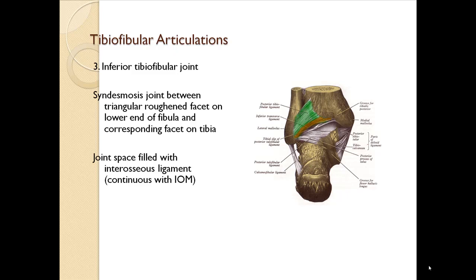The joint space is not like a synovial joint where there's a capsule and membrane, but the space is filled with an interosseous ligament, which we have mentioned previously links in with the interosseous membrane. It's reinforced anteriorly and posteriorly by a transverse tibiofibular ligament.